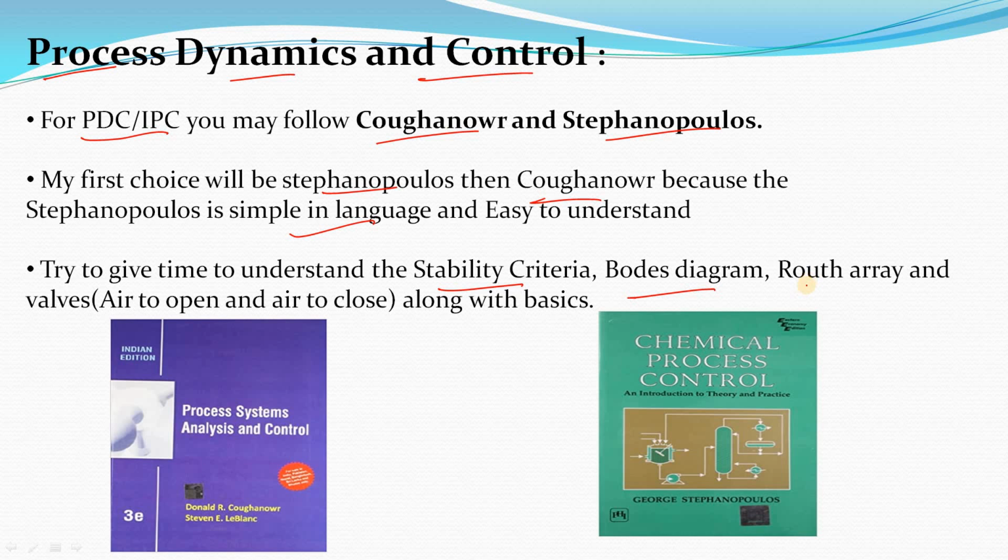the Bode diagram as we call it, and the Routh array and valves. In valves, you will see air-to-open and air-to-close valves along with the basics. These are, I think, the most important things, and you will definitely see 2 to 3 marks from there every year: from stability criteria, Bode diagram, Routh array, and valves. So these are the two books you can follow for PDC, and my recommendation is Stephanopoulos.